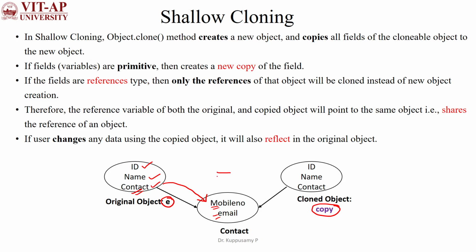Then we are copying all the values into a new object, that is the cloning object copy. Whatever is available, the primitive data type variables ID and name, and here the object contact, all are copied into the new object copy. So here both are sharing the data, the mobile number and email, because this object is shared by both objects E and the cloning object copy.